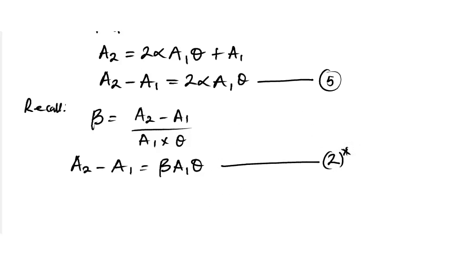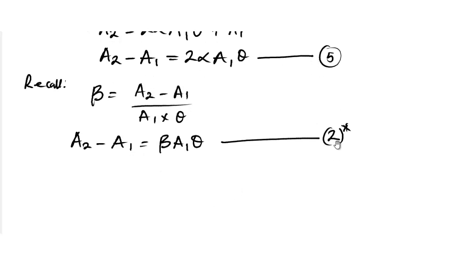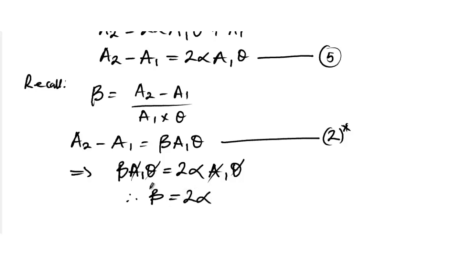With this understanding, we can equate equation 5 and equation 2 star, because both of them have A2 minus A1. So beta A1 theta will be equal to 2 alpha A1 theta. Theta cancels theta, A1 cancels A1. Therefore beta is equal to 2 alpha.